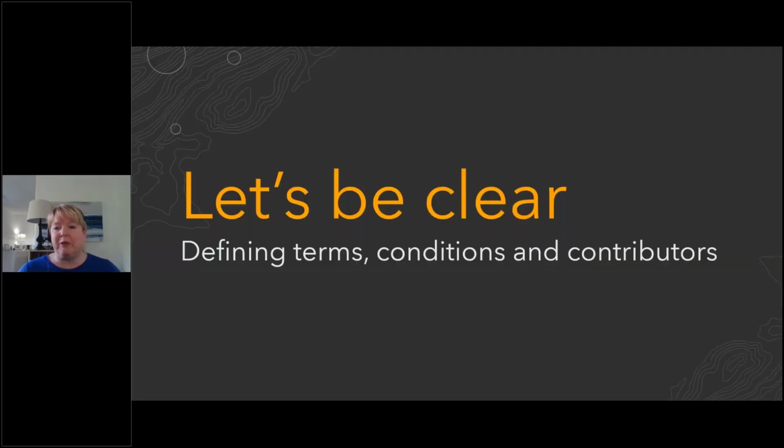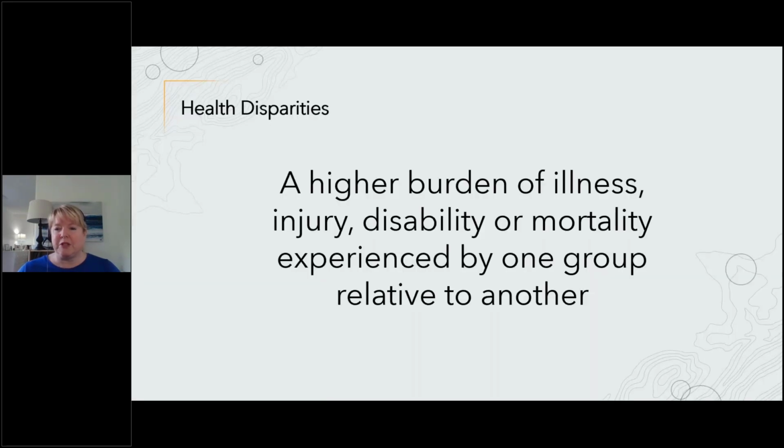There are a lot of terms that people use in this field, and while most of the terms are familiar, it can be helpful to ensure that we're really clear about what the different terms mean. So this is where we'll begin. We start with health disparities. Disparities are an outcome measure. When we have health disparities, we're saying that there's a higher burden of illness, injury, disability, or mortality experienced by one group relative to another. In other words, when we see disparities in health outcomes, we need to look for a systematic or structural problem.